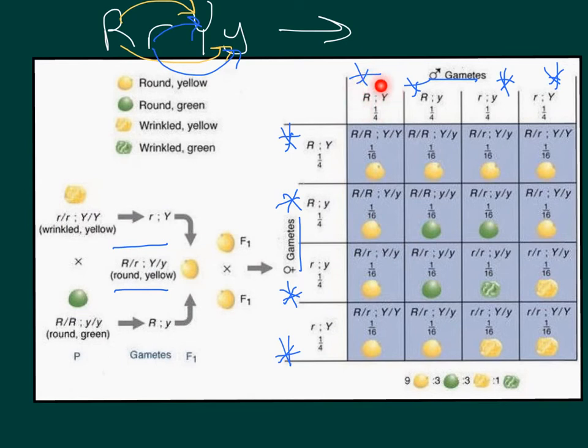So big R, the gametes can only give what they have. The parents here can only give their heterozygous big R, big Y, little y. So these are your only possible combinations based on this idea of factoring.